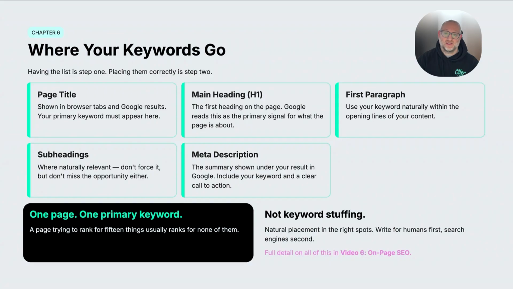Each page on your site should target one primary keyword. That's key. The main thing that page is about. You can support it with 2 or 3 related phrases, but one page, one primary focus. A page trying to rank for 15 different things usually ranks for none of them. We're going to cover all of this in detail in video 6. The specific on-page changes you can make yourself with no developer needed, that will make a real difference to how Google reads and ranks your pages.